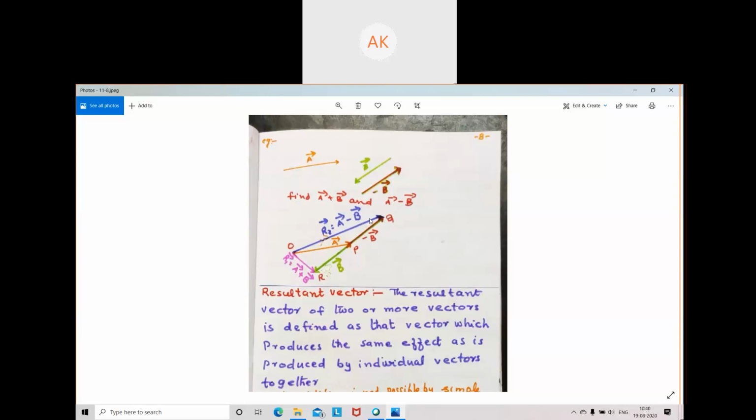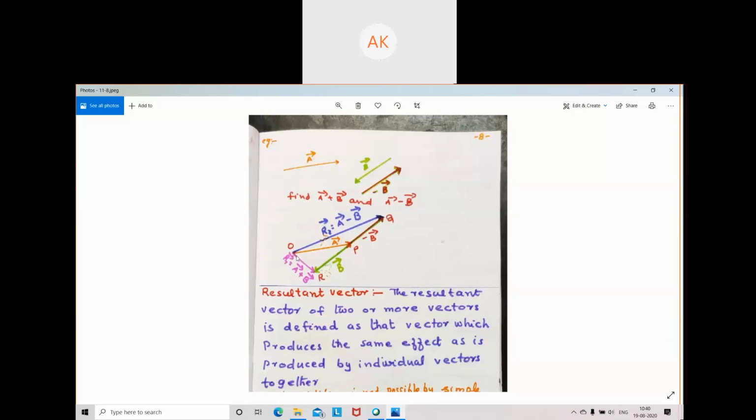For comparison, you can find A plus B also. Actually, the question is A minus B, and this is enough, but for comparison I have drawn A plus B also here. See, this green vector is vector B. So at the tip of vector A, you keep the tail of vector B with the same magnitude and same direction. Be very careful. So I have drawn vector B here.